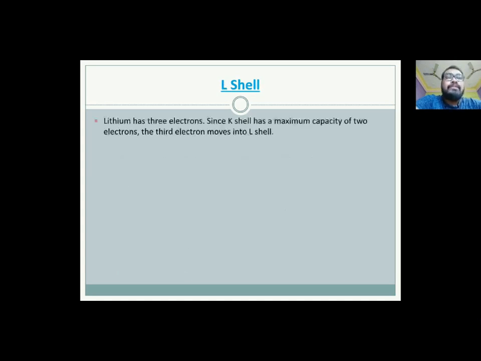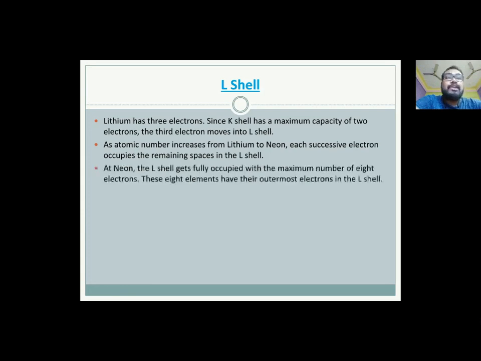Okay, next we have L shell. So lithium has 3 electrons. Since K shell has a maximum capacity of 2 electrons, the third electron moves to the L shell, so the next shell. Okay, as atomic number increases from lithium to neon, that is from 3 to 10, each successive electron occupies the remaining spaces in L shell. So at neon, the L shell gets fully occupied with the maximum number of 8 electrons. We already know that L shell will occupy a maximum of 8 electrons.